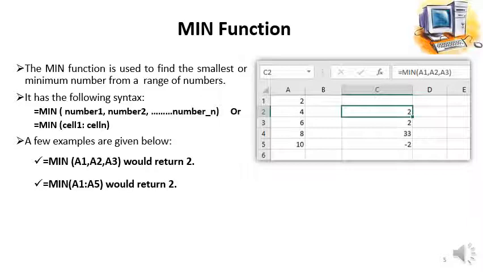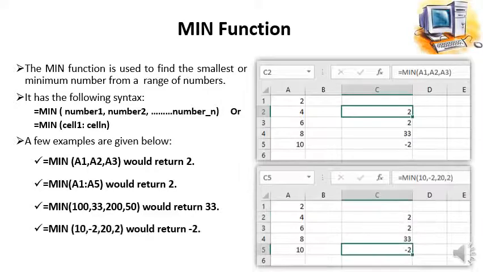In the same way, MIN A1 and 5 would return 2. MIN 100, 33, 250 would return 33. And if we input some negative values like 10, minus 2, 20 and 2, we know that minus 2 is the smallest value, so the result is minus 2. We can see it here in this image. In the upcoming slide we will be demonstrating these three functions practically, so don't forget to watch that video.